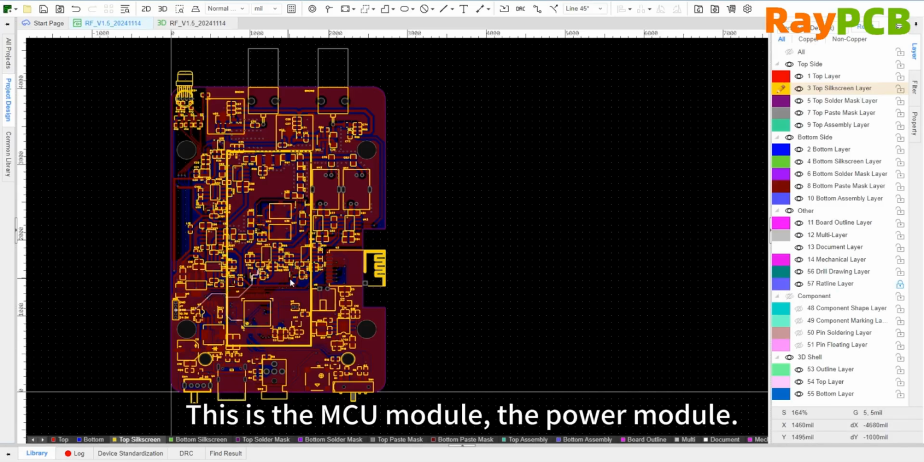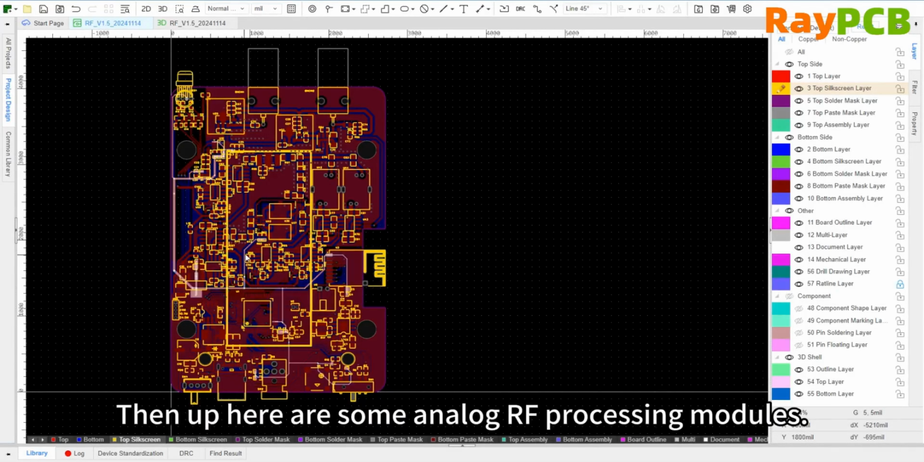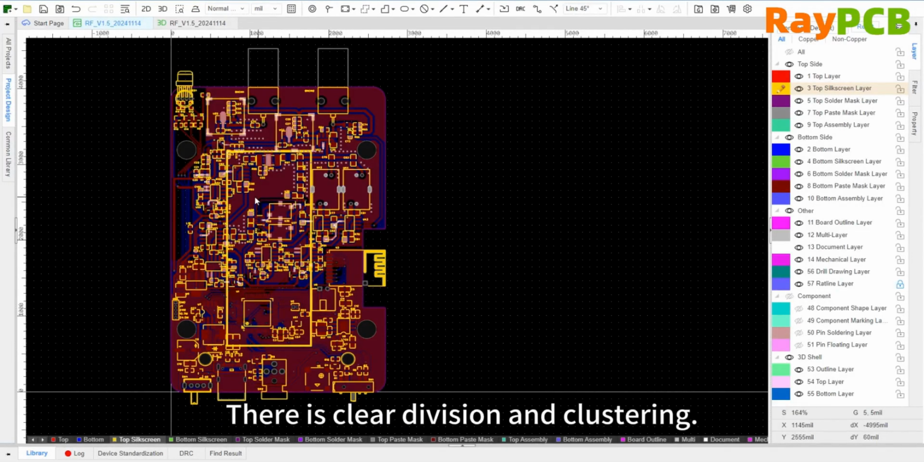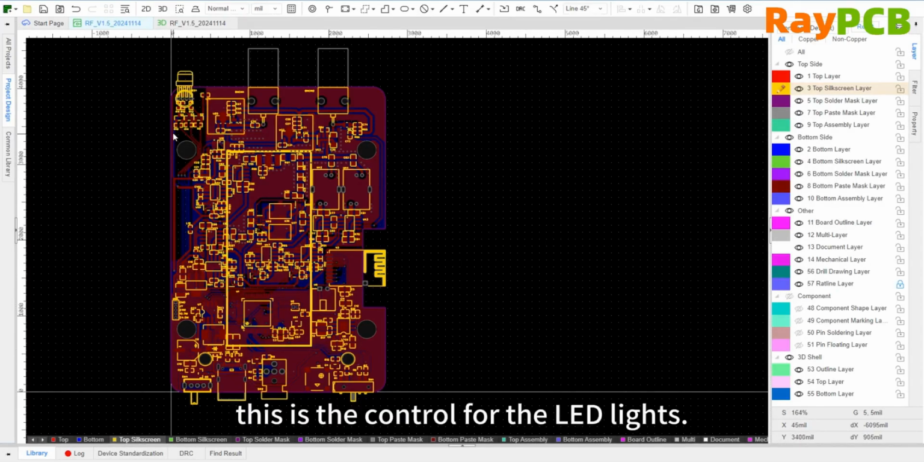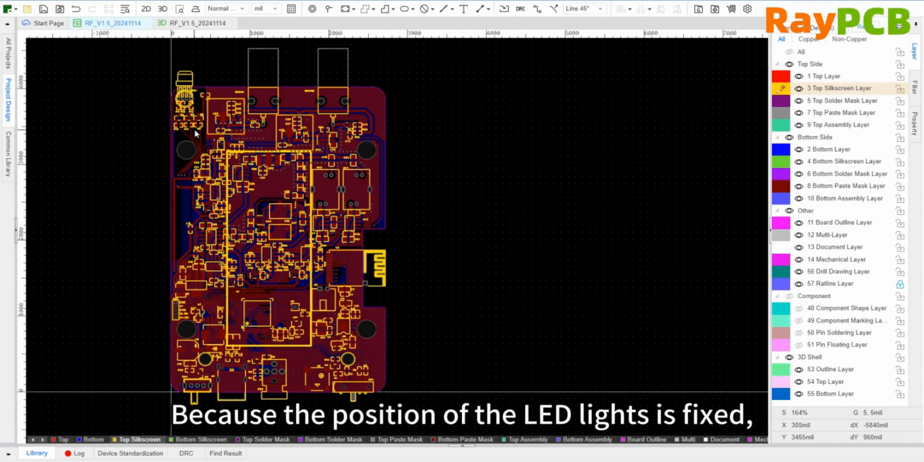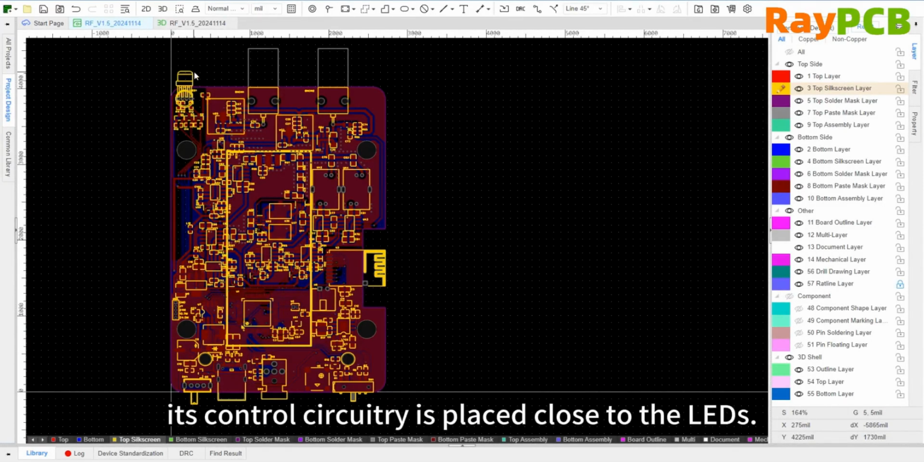This section is dedicated to the MCU module, that area handles the power module, and further above are some sophisticated analog RF processing modules. There are distinct and well-organized separations and logical groupings. For this part is the LED control. Since the position of the LED is fixed, its control circuit is placed close to the LED.